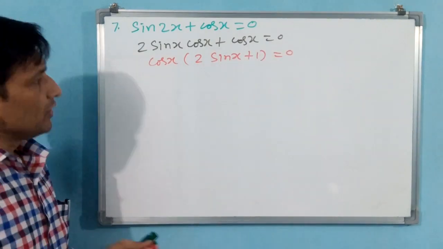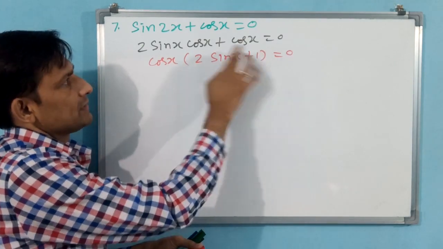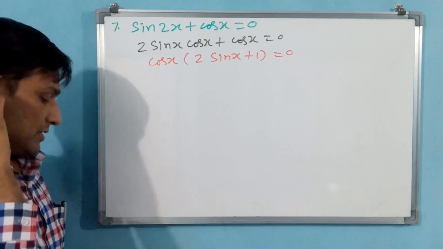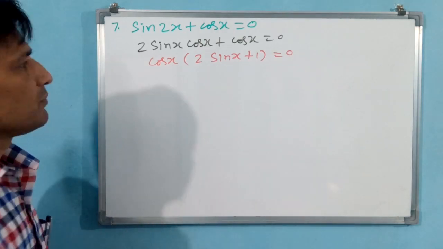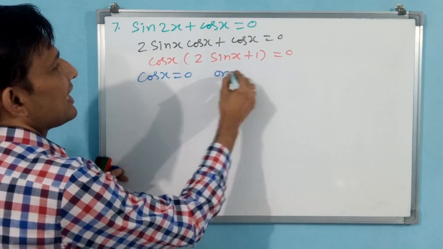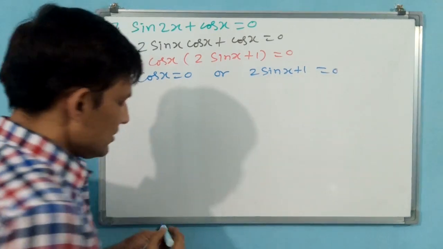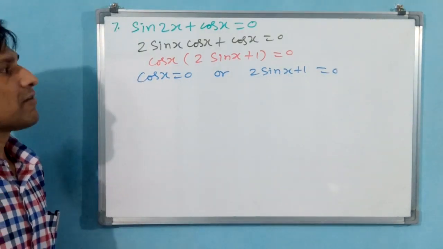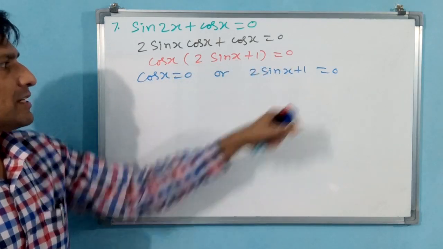Is it okay? You see, 2 sin x cos x plus cos x. Now again you write how the possibility will come. Possibility is like this: cos x is equal to 0 or 2 sin x plus 1 is equal to 0. These are two possibilities. For the product becoming 0, cos x is equal to 0 or 2 sin x plus 1 is equal to 0.